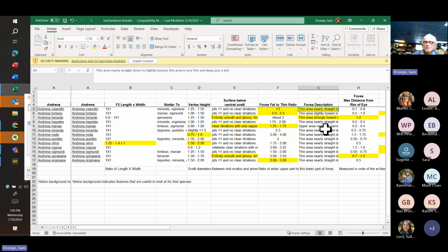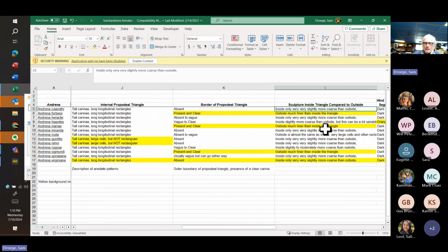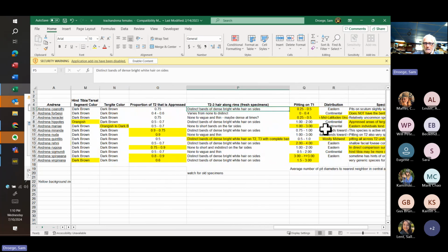A lot of them are bowed, and a lot of them are narrower, but not really, really narrow. So when I start using those comparative words, that's problematic, right? You don't really want to have narrower than what, right? If you have a lot of experience, that makes sense. If you don't, then hopefully some of these other characters that are a little more quantitative, shall we say, and not comparative are useful. Okay, let's look for some more yellow here. And we're not really seeing anything until we get to pitting on T1.